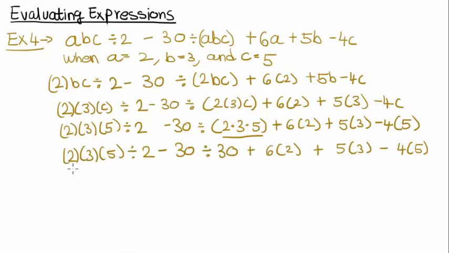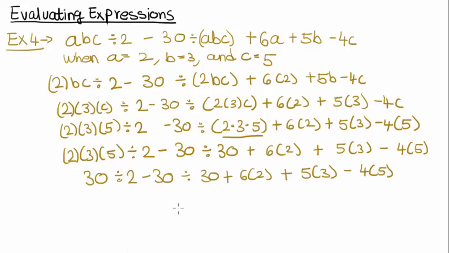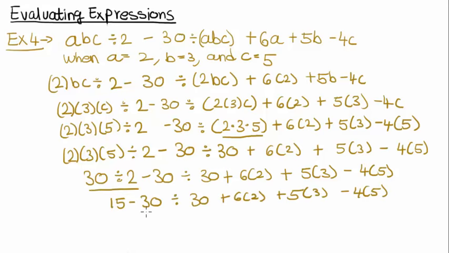Similarly, I am multiplying the 2, the 3, and the 5 together over here as well. So that will give me 30 as well. Now, the first thing that I need to do is evaluate 30 divided by 2 to give me 15. Now, I need to evaluate 30 divided by 30 to give me a 1.